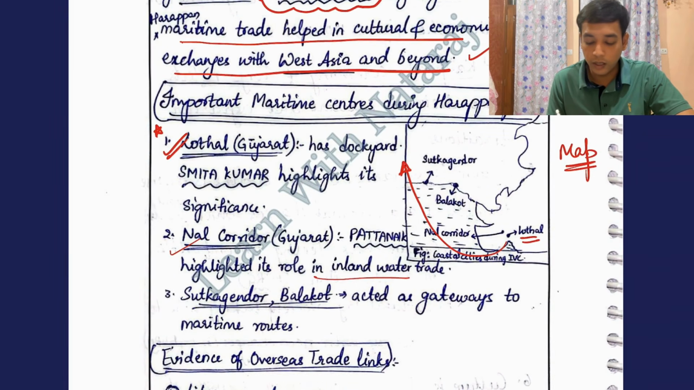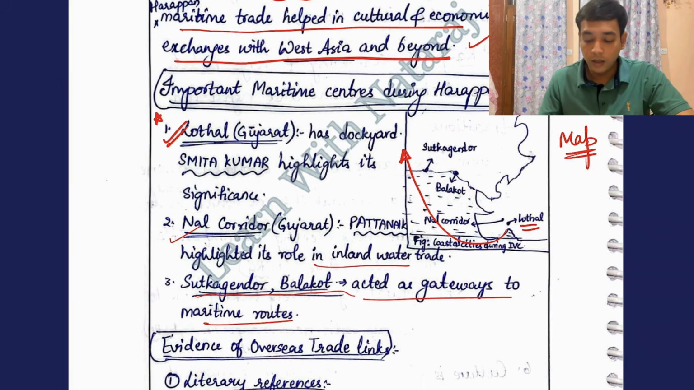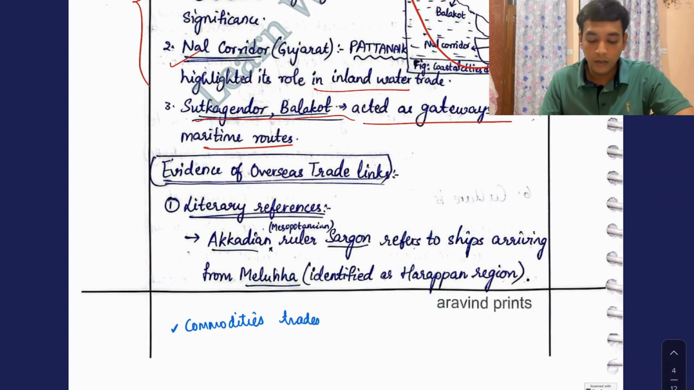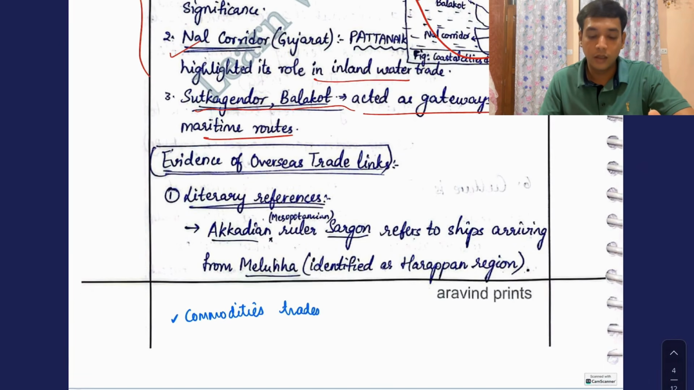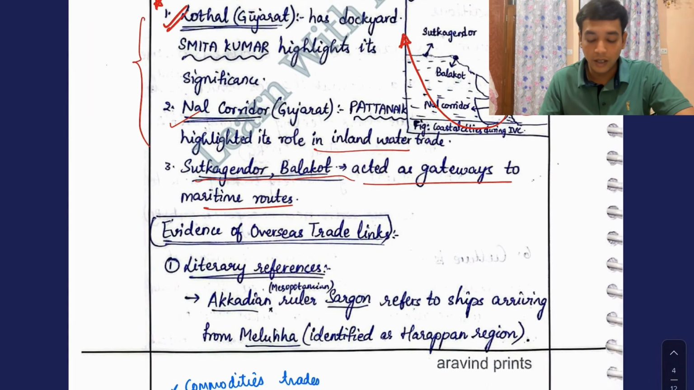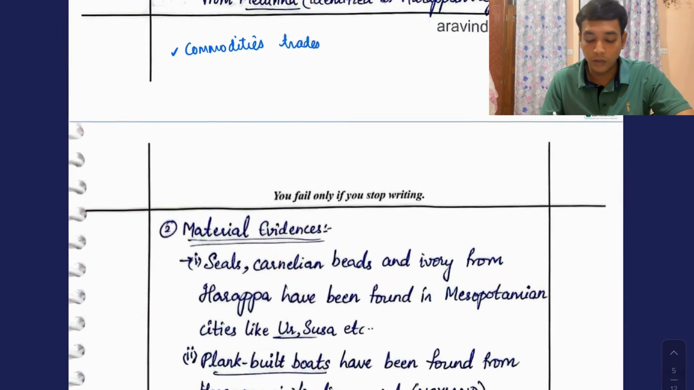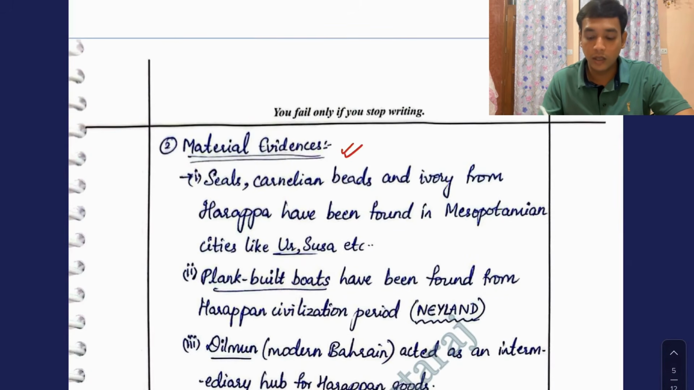Patanax highlighted the role in inland water trade. Sutkagen Dor, Balakot, these act as gateways to maritime routes. So these are some of the maritime centers from where it took place. Then we can show what are the evidences that show how Harappan maritime trade took place. So there are some literary references that you can go through, right? There are some material evidences.